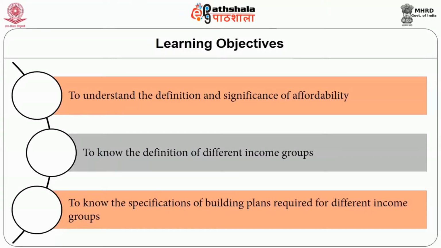Therefore, the government has taken the initiative to provide housing for all, primarily for the economically weaker group. In this context, the following session discusses the meaning of affordability and its significance, different income groups and the building specifications for different income groups. The objectives of the topic: to understand the definition and significance of affordability, to know the definition of different income groups, and to know the specifications of building plans required for different income groups.